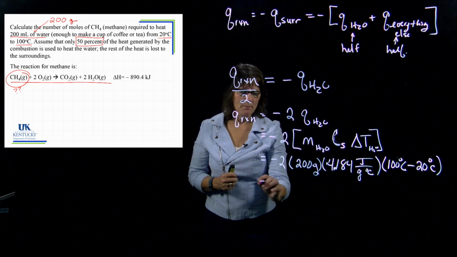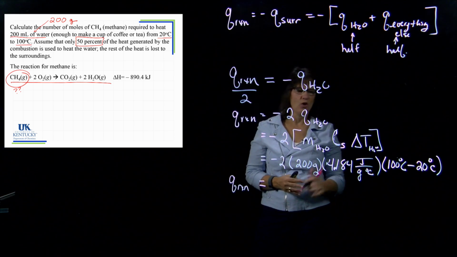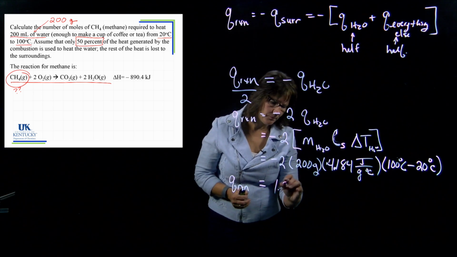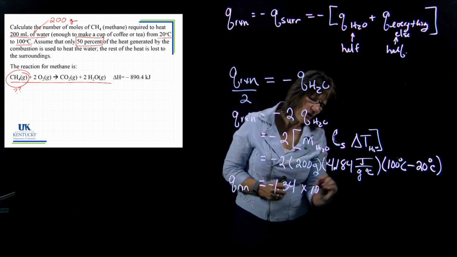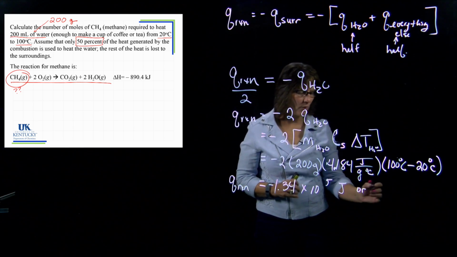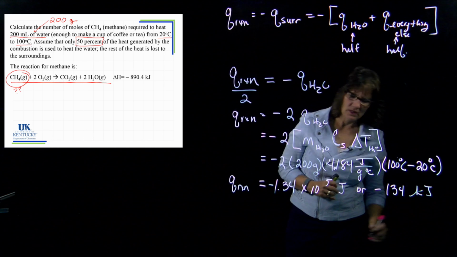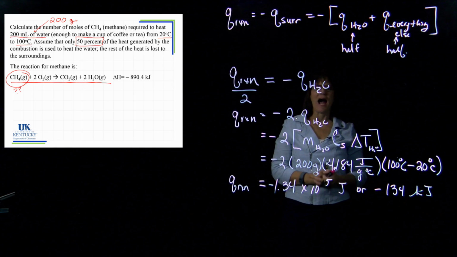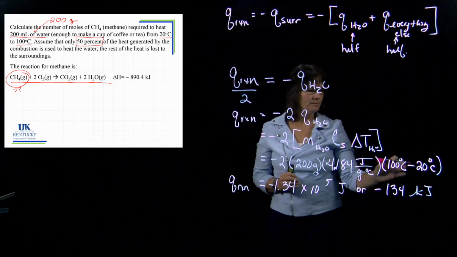Okay? So when I multiply that out, that's going to give me the amount of heat this reaction needs to be generating in order to heat my water up by this amount. And this gives me a value of negative 1.34 times 10 to the 5th joules. If I wanted to know that in kilojoules, that would be negative 134 kilojoules. So you can convert by moving the decimal place over 3 to kilojoules. So that's how much heat I need. I need this much heat from the reaction to heat up my water from 20 up to 100 degrees.